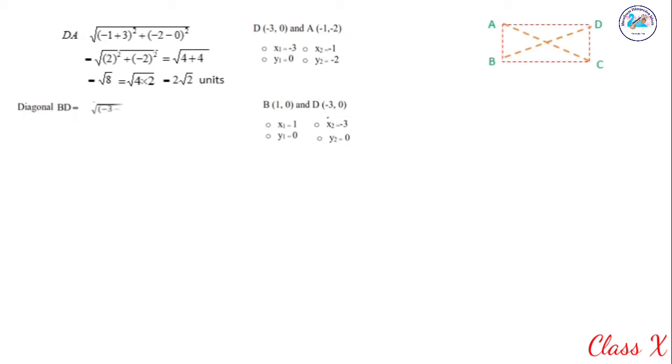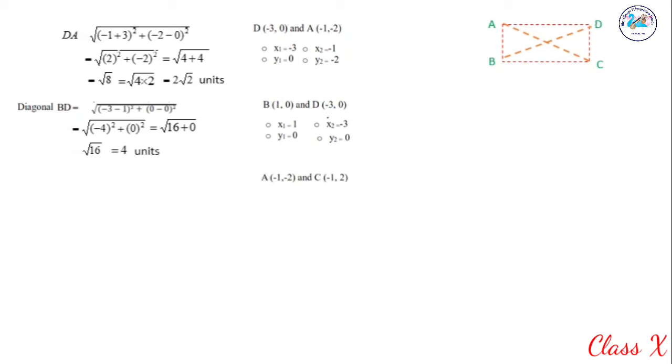Length of the diagonal BD is equal to root of (x2 minus x1) the whole square plus (y2 minus y1) the whole square. x2 is minus 3, x1 is 1, so minus 3 minus 1 the whole square, plus y2 minus y1, both 0, so 0 minus 0 the whole square. That is equal to root of minus 3 minus 1, which is minus 4, and 0 minus 0 is 0. Finally, minus 4 square is 16, plus 0 square is 0. So 16 plus 0, that is root of 16. We know that root of 16 is 4 units. That is the length of the diagonal BD.